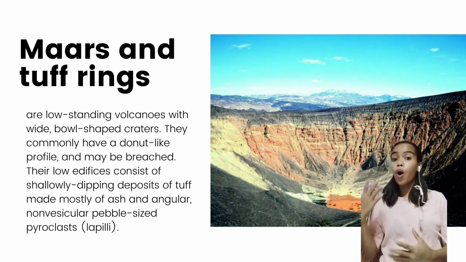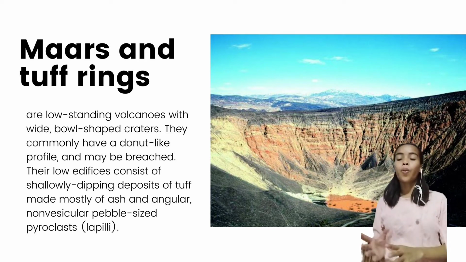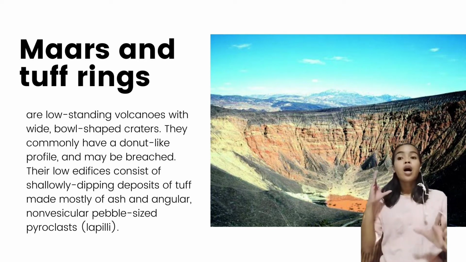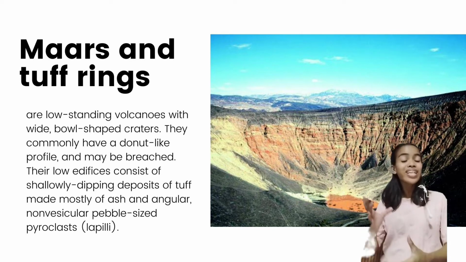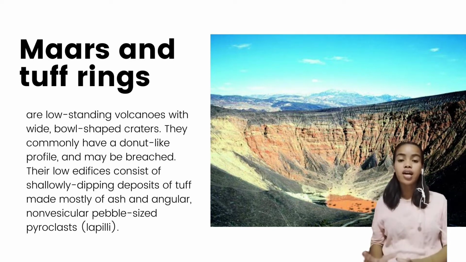and then it is like a ball. The shape of this volcano is like a ball. So that is what we call maars and tuff rings. So there is a tuff ring just because it is made of ashes.